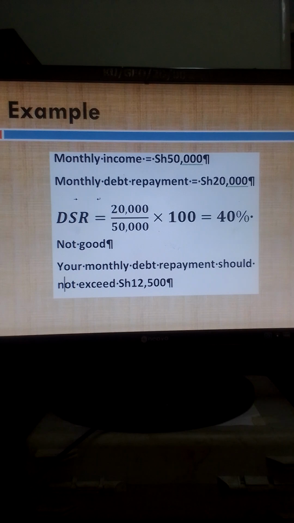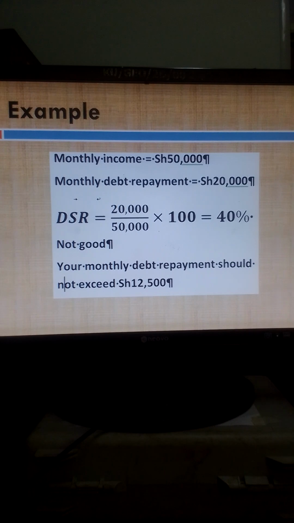Let me give an example of how you can compute your debt service ratio. Let's say that your monthly income is Kenya shillings 50,000 and your monthly debt repayment is 20,000. So your debt service ratio is equal to 20,000 divided by 50,000 times 100. So you get 40%. Now this debt service ratio of 40% is not good because it is more than 25%.